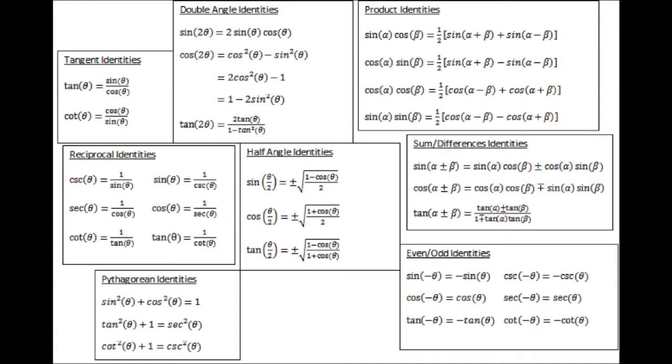So after that we would be left with sine x minus sine x cos x on the top and 1 minus cos squared x on the bottom. And if we look at our identity sheet, 1 minus cos squared x is equal to sine squared x. So on the top, now we have sine x minus sine x times cos x, and on the bottom we have sine squared x.